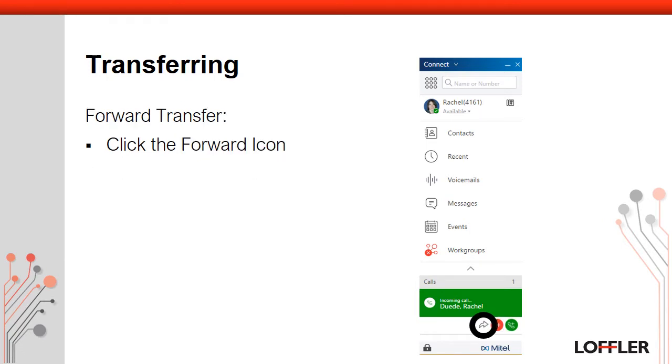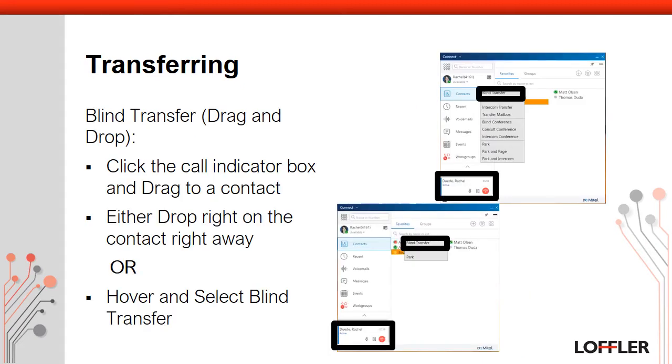The next option we will go through is a forwarding transfer. This happens when an incoming call is forwarded to another party before the call is answered. When a call shows up in the current call indicator, click on the forwarding icon and choose a contact to send it to. To do a blind transfer through drag and drop, click on the current call indicator and drag to a contact. Either drop right away or hover and select Blind Transfer.